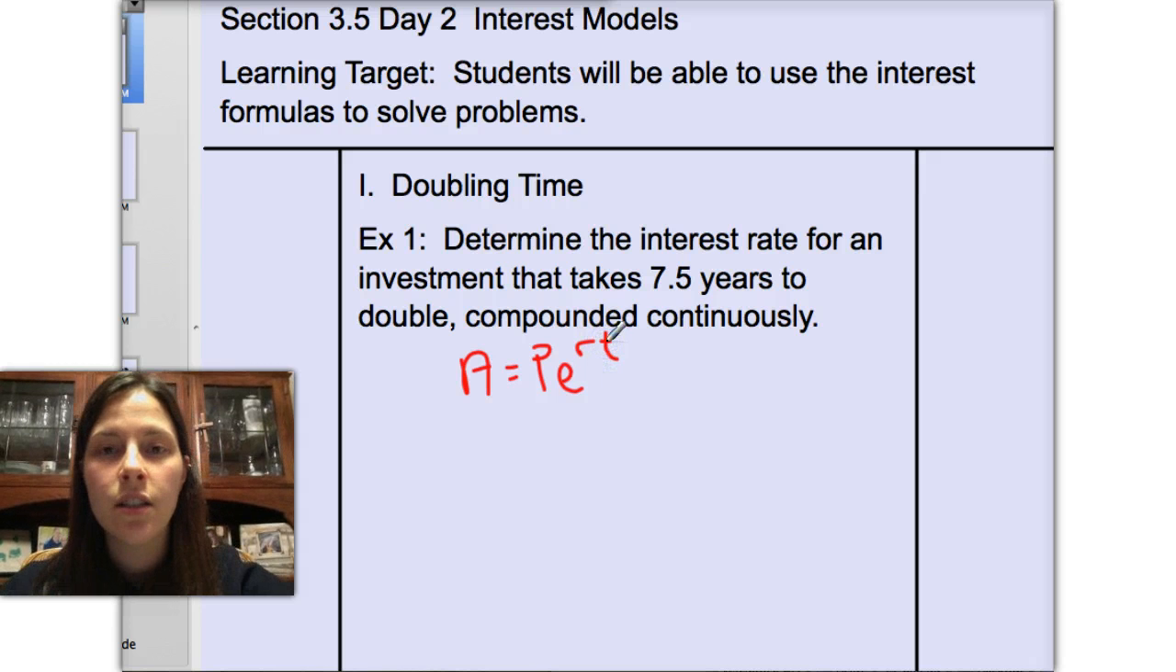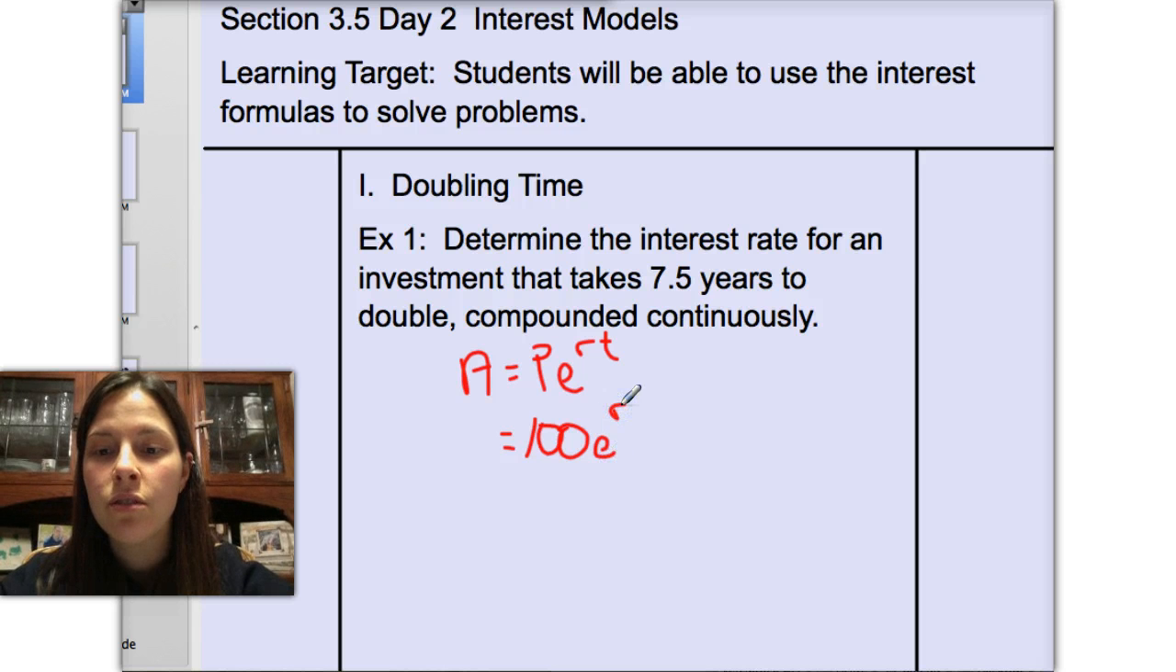And as you're glancing through this question, you may notice that it doesn't seem like we're really given enough information to solve. We're told that the account doubles, but we're not told the initial investment or the amount after time. We're simply given a year. So what I want you to do is pick any number, your favorite number, substitute that in for principal. I like to use easy numbers, so I'm going to substitute 100.